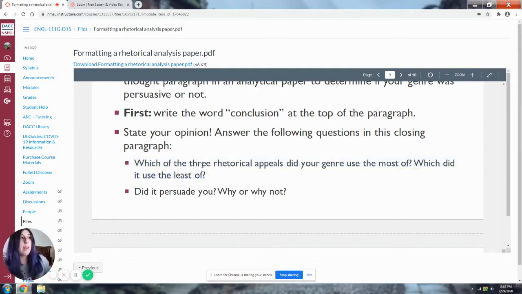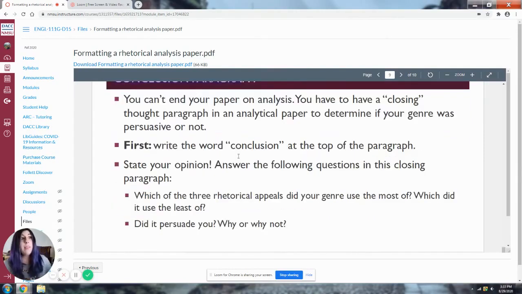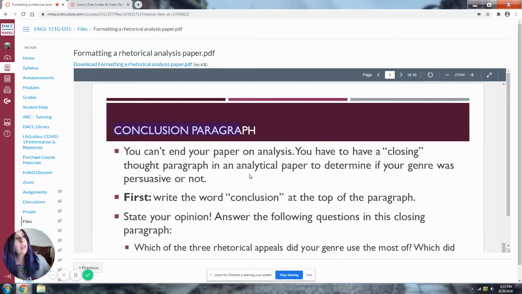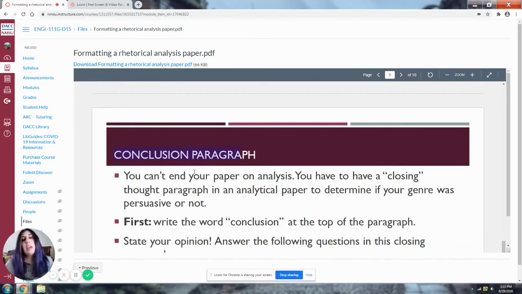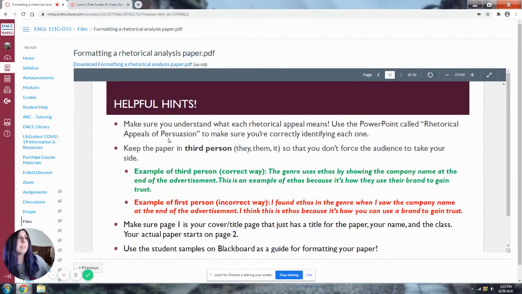That's really important. And what I mean by that is, which of the 3 rhetorical appeals did it use the most of? Which did it use the least of? Did it persuade you? Why or why not? Some students break away into first-person point of view for the conclusion only. You can too if you want. And what I mean by that is you can start using the word I. I was persuaded only in the conclusion. Or you can keep it third person throughout. That's up to you.